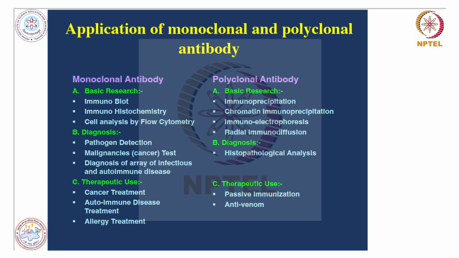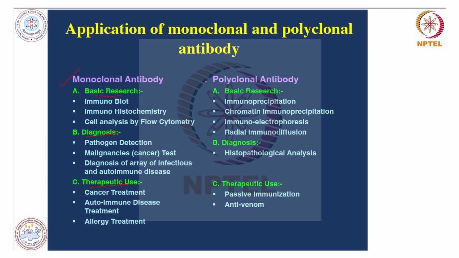So the next one is applications of monoclonal and polyclonal antibodies. Monoclonal antibodies can be used for basic research like immunoblotting, immunohistochemistry, and flow cytometry applications. They can be used for diagnostic applications like pathogen detection, malignancy tests, and diagnosis of an array of infections and autoimmune diseases. They can also be used for therapeutic cases like cancer treatment, autoimmune disease treatment, and allergy treatment.